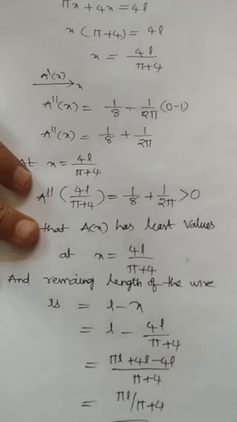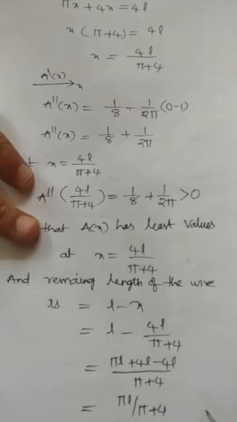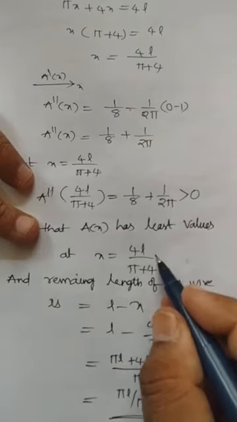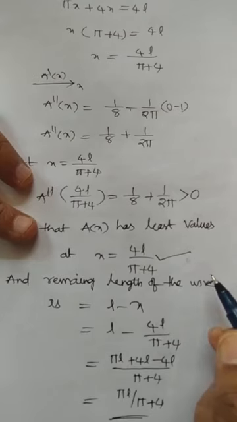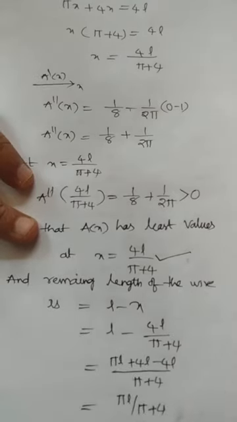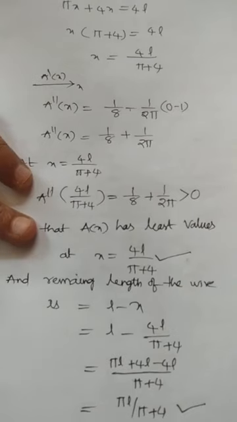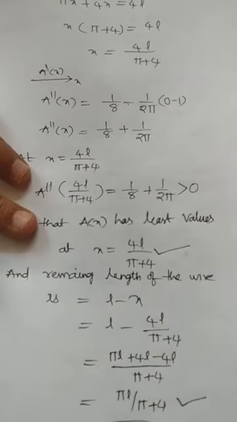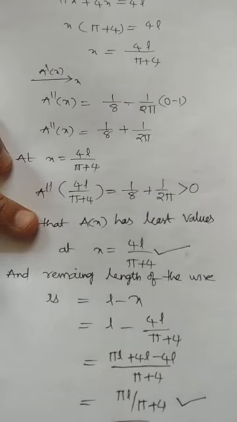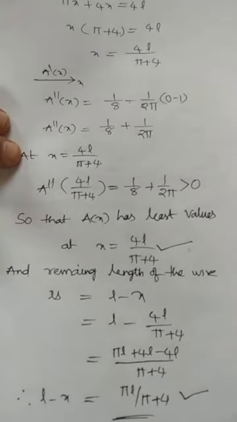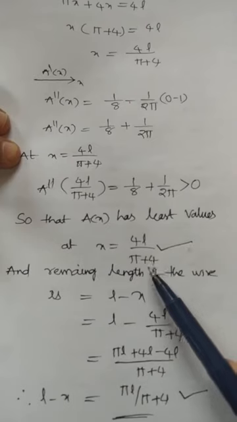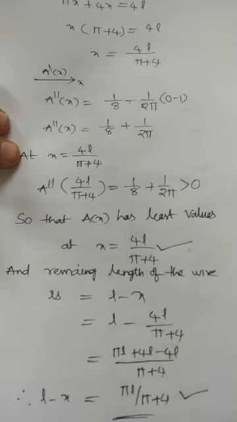So the wire is taken into two pieces. First piece is x equal to 4L by (pi plus 4). Next piece is pi L by (pi plus 4). This is our required result. Okay. Therefore we got x equal to 4L by (pi plus 4), and the remaining length L minus x is equal to pi L by (pi plus 4).